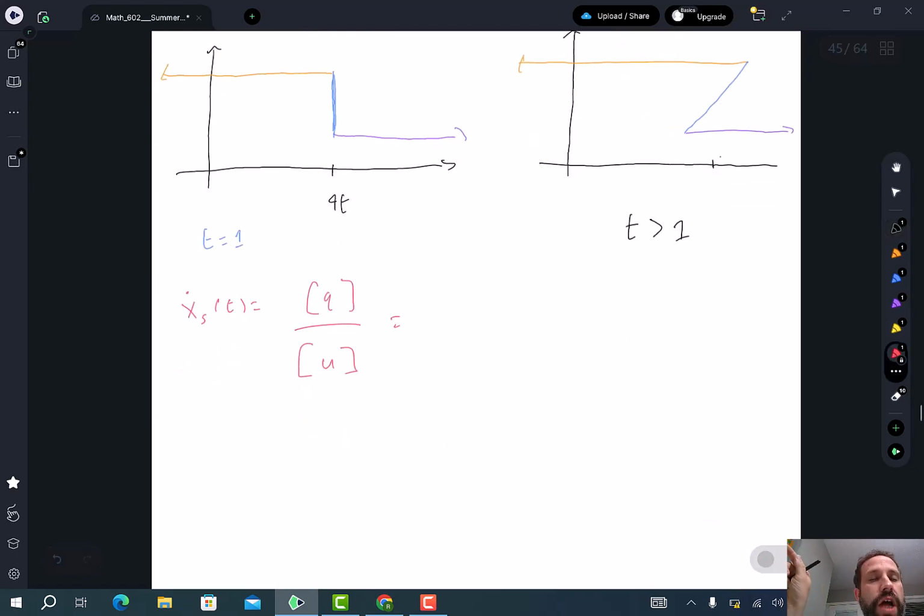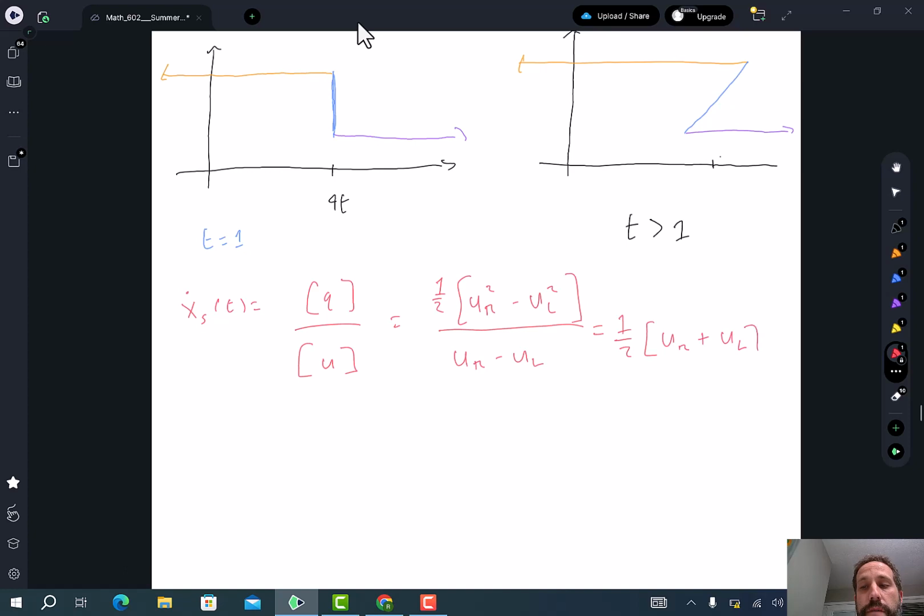So to the right of the shock, the solution is 2. To the left of the shock, the solution is 4. So this is going to be equal to 1/2 (u_r squared minus u_l squared), that's u to the right of the shock minus u left squared, and at the bottom it's going to be u_r minus u_l. Now the top is a difference of squares, so overall this becomes u right plus u left.